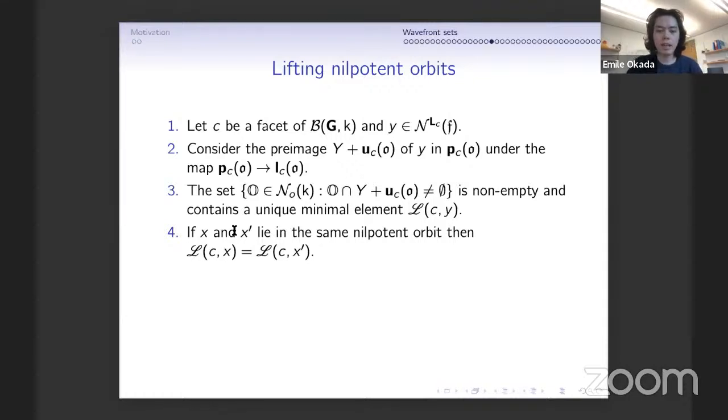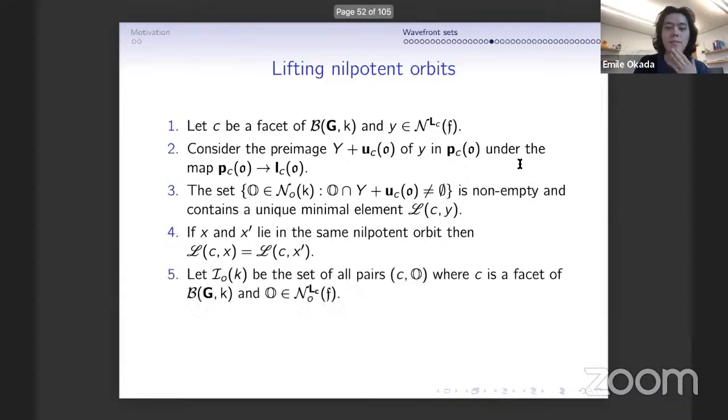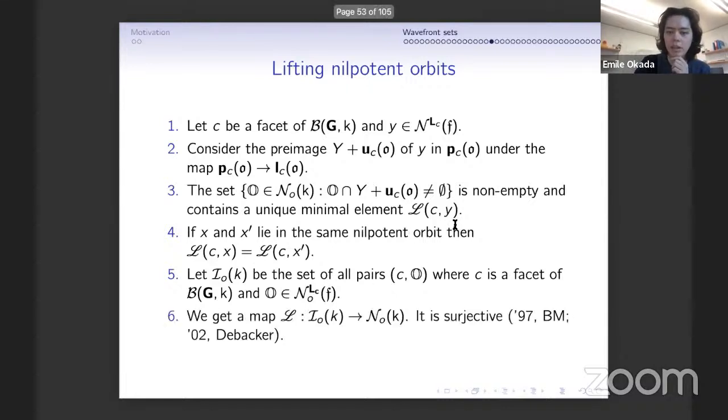And it has the expected properties that you'd expect from lifting. If x and x prime are in the same orbit, then the lifts are going to be the same. And so this gives us a map from the set of all pairs (C, O), where C is a facet and O is a nilpotent orbit of the reductive quotient, to the set of p-adic orbits. And this is a surjective map. This was originally proved by Barbasch and Moy in 1997 and proved later in much larger generality by DeBacker in 2002.